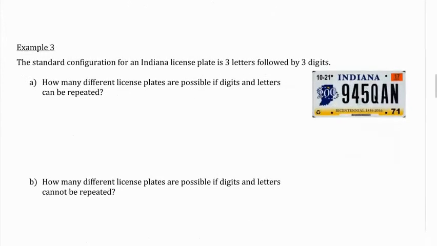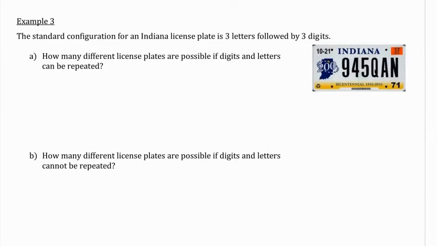Okay. There's another really popular one that we see a lot, and that's about license plates, right? So if you look at a standard Indiana license plate, there's usually 3 letters followed by 3 digits. Oh, I wrote that backwards, didn't I? These should actually be switched so we can think about the right way. So it's 3 digits followed by 3 letters. That's what our license plate looks like over here, right? Number, number, number, letter, letter, letter.